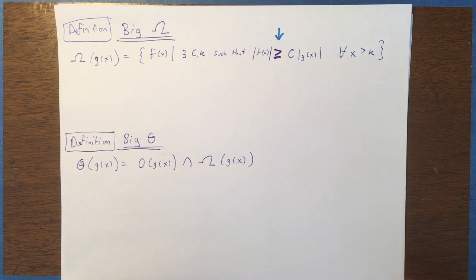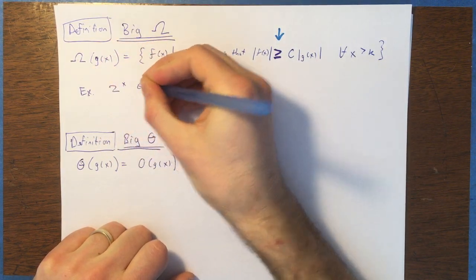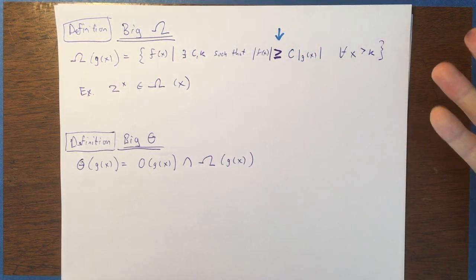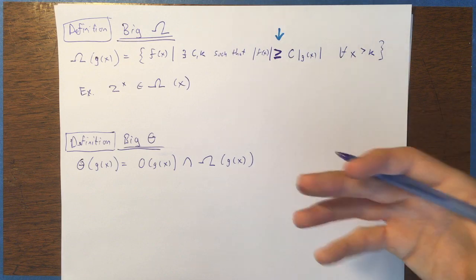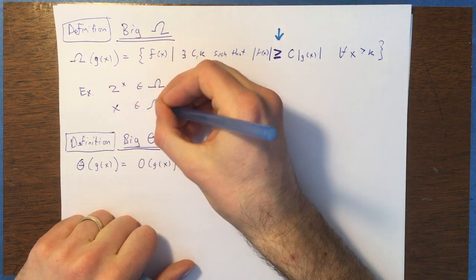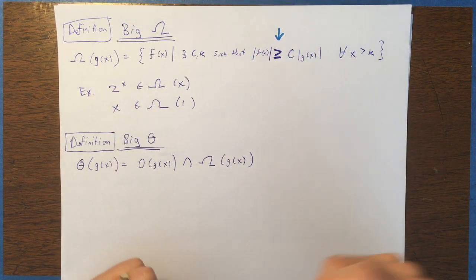So for example, 2 to the x is big omega of x. We learned that x is big O of 2 to the x, and so vice versa, 2 to the x is going to be big omega of x. And x, in turn, is going to be big omega of 1, because x grows faster than 1. Okay, so there's a couple of examples.